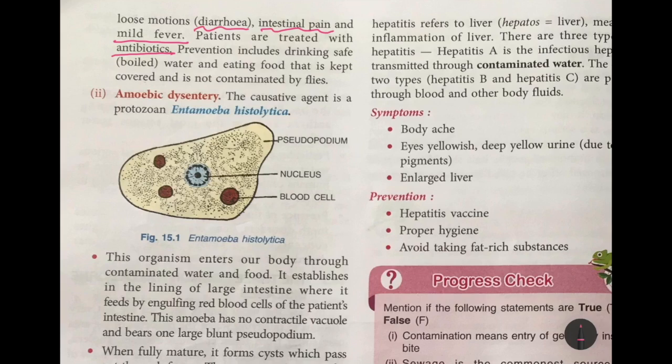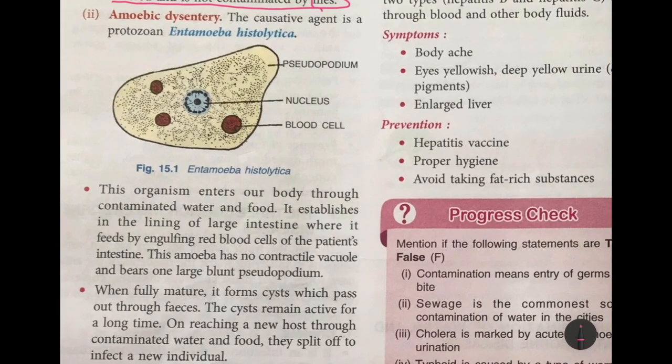Now, how do you prevent it? By drinking safe and boiled water and eating food that is covered and not contaminated by flies. Next is amoebic dysentery. Amoebic dysentery is caused by an amoeba, that is a protozoan. The name of the causative agent, the agent which causes amoebic dysentery, is Entamoeba histolytica. Now, how does this organism enter our body? Through contaminated water and food.